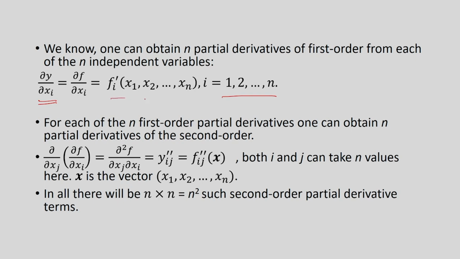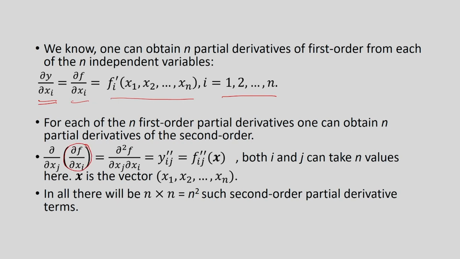The same thing is written as f′ᵢ, and the independent variables are x1, x2, ..., xn, and the same thing can be written as ∂f/∂xi. So, n partial derivatives of the first order are possible. For each of the n first order partial derivatives, one can obtain n partial derivatives of the second order, right. So, this is how it is written. So, you are starting from this ∂f/∂xi, right.